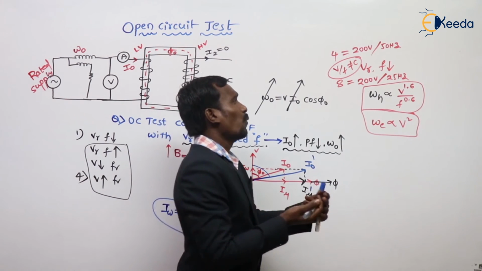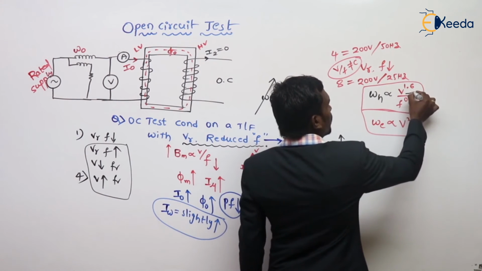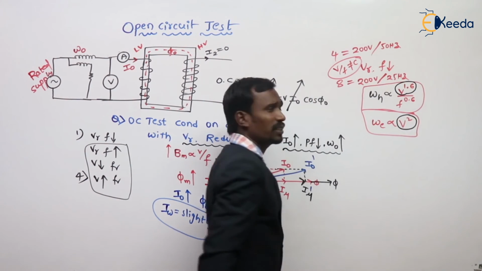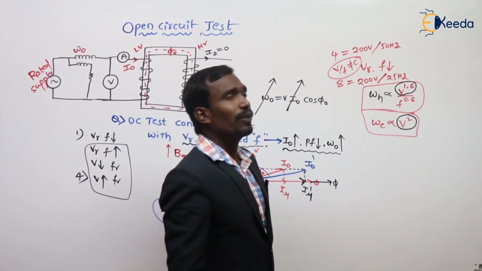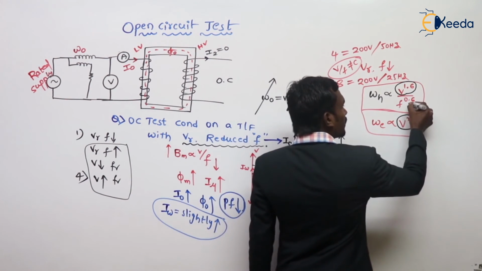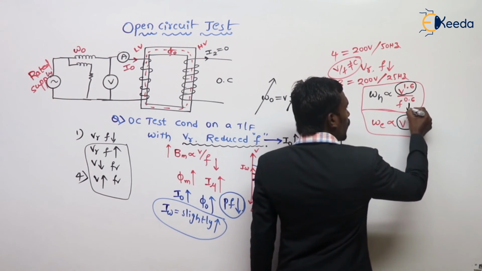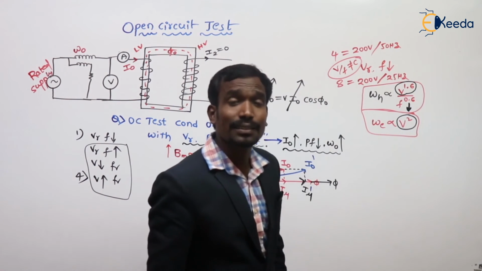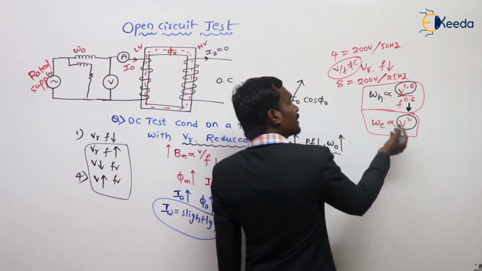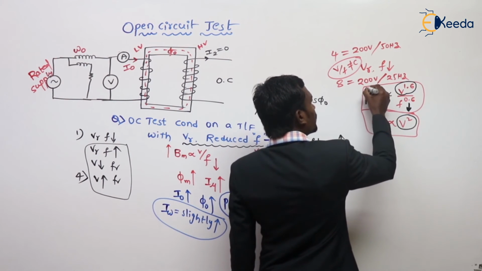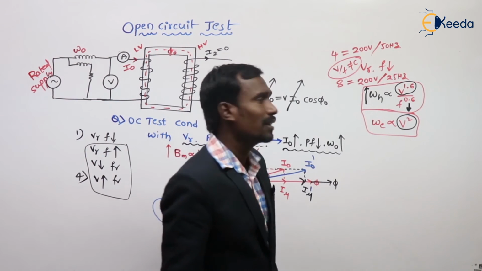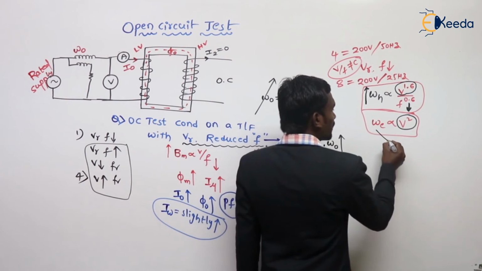When voltage is rated, nothing but voltage is common. There is no change in voltage. What happened to frequency? Frequency reduces. When frequency reduces, what happened to hysteresis losses? If frequency reduces, hysteresis losses increases. What happened to eddy current losses?